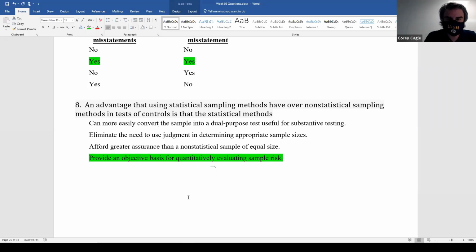I don't feel like any of us would be tricked into that, though. It doesn't eliminate judgment. We still have to apply judgment to get the inputs into this mathematical thing we're spitting out. But it does give us a more objective basis for quantifying all this. So D is a good answer for that. All right, that's our introduction to sampling.